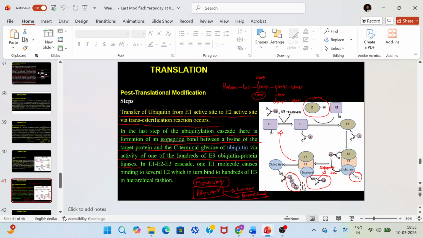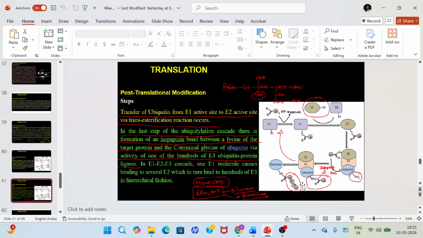Next is the transfer of ubiquitin from the E1 active site to the E2 active site via a transesterification reaction. In the last step of the ubiquitination cascade, there is formation of an isopeptide bond between a lysine of the target protein and the C-terminal glycine of the ubiquitin via the activity of one of the hundreds of E3 ubiquitin protein ligases. So this is the function of a ligase.